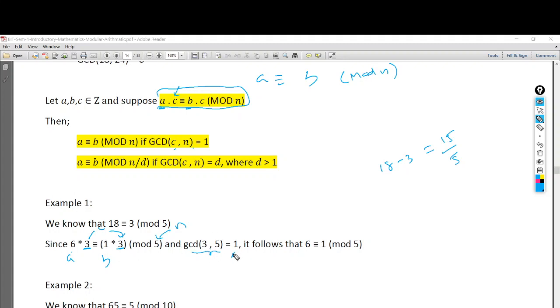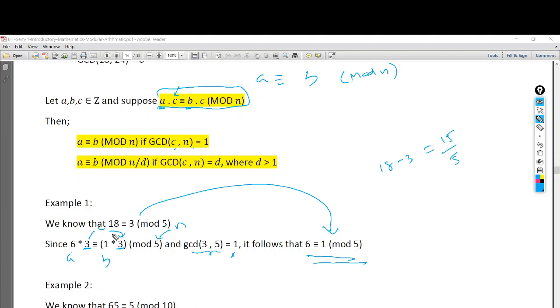So in that case we can say that A is congruent to B mod 10, right? That means 6 is congruent to 1 mod 5. So from here you can get there, right? If 18 is congruent to 3 mod 5, we can say that 6 is congruent to 1 mod 5.